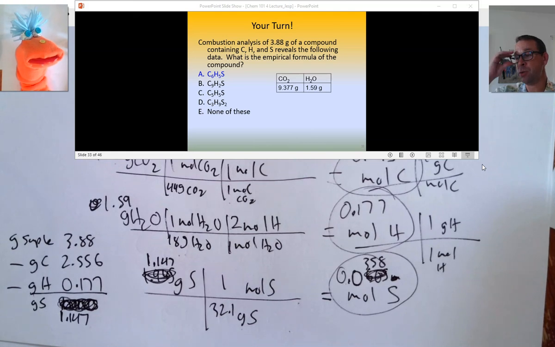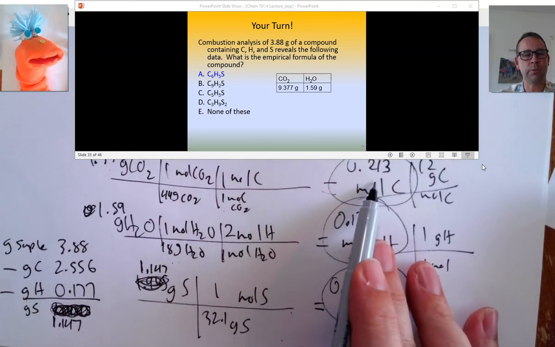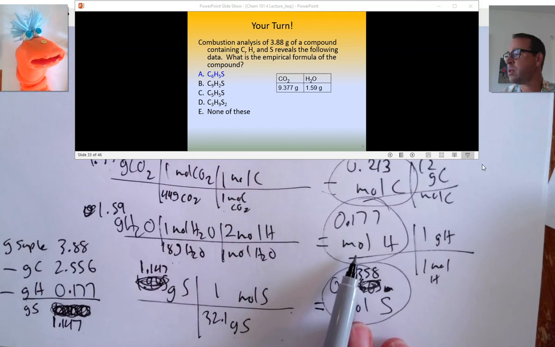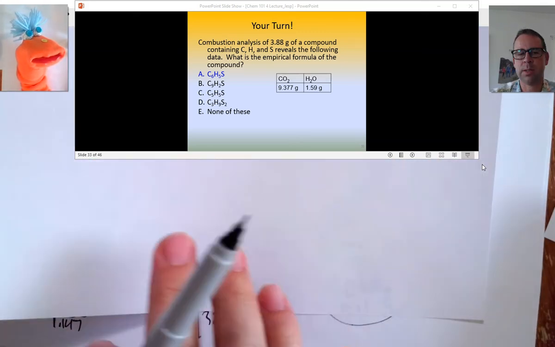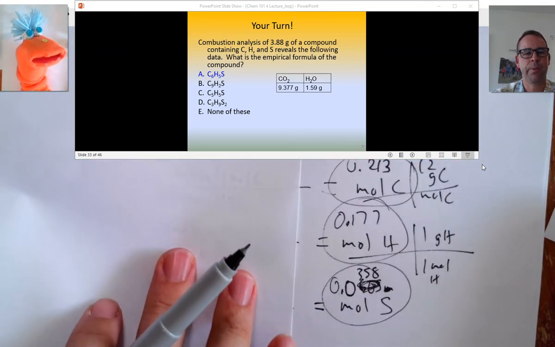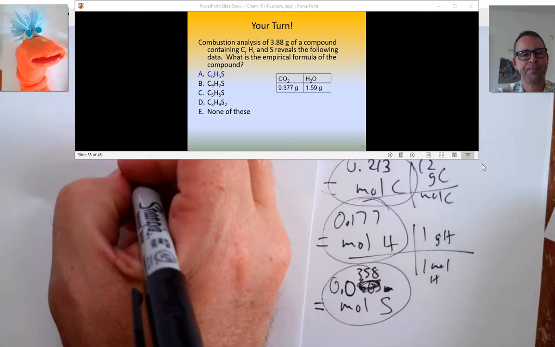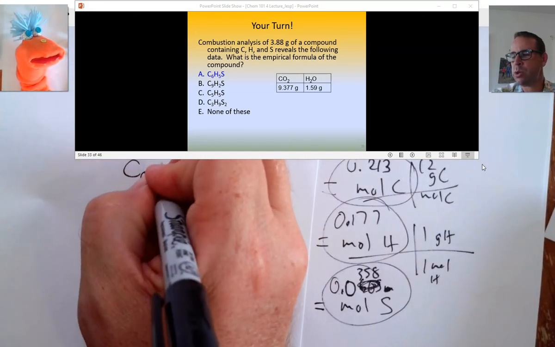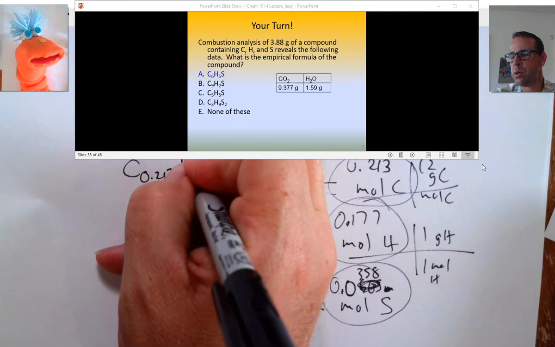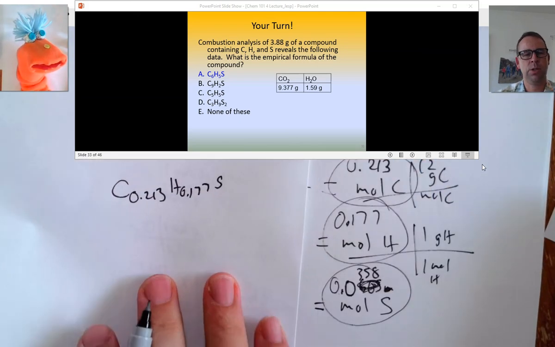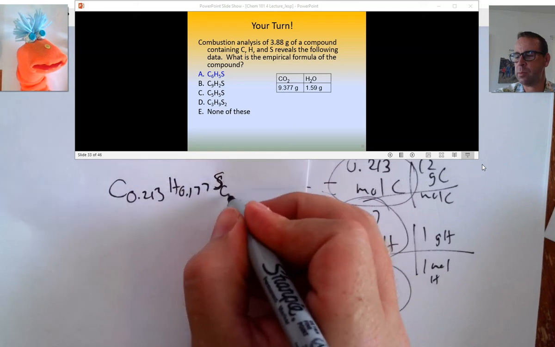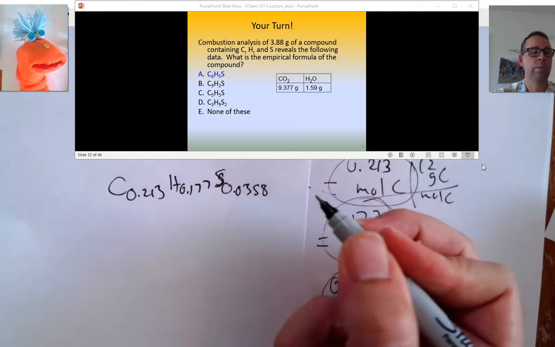So if I have 0.0358 moles of sulfur, 0.213 moles of carbon, and 0.177 moles of hydrogen, then I can write myself an empirical formula, right? Let's see if we can write our empirical formula down here. C 0.213, H 0.177, S 0.0358. Okay?